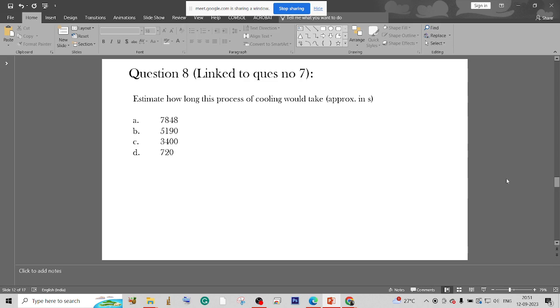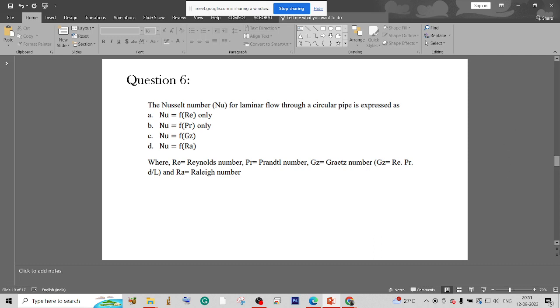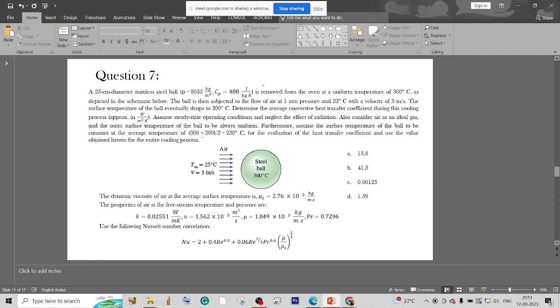So first we found Q average by Newton's law of cooling, Q = h A_s (T_s average minus T infinity), where T_s average is the average surface temperature, as indicated in the question. The average surface temperature is taken as 250 degrees Celsius, that is 300 plus 200 upon 2. T infinity is 25 degrees Celsius. And surface area we can calculate for the ball. H is given as 13.8.